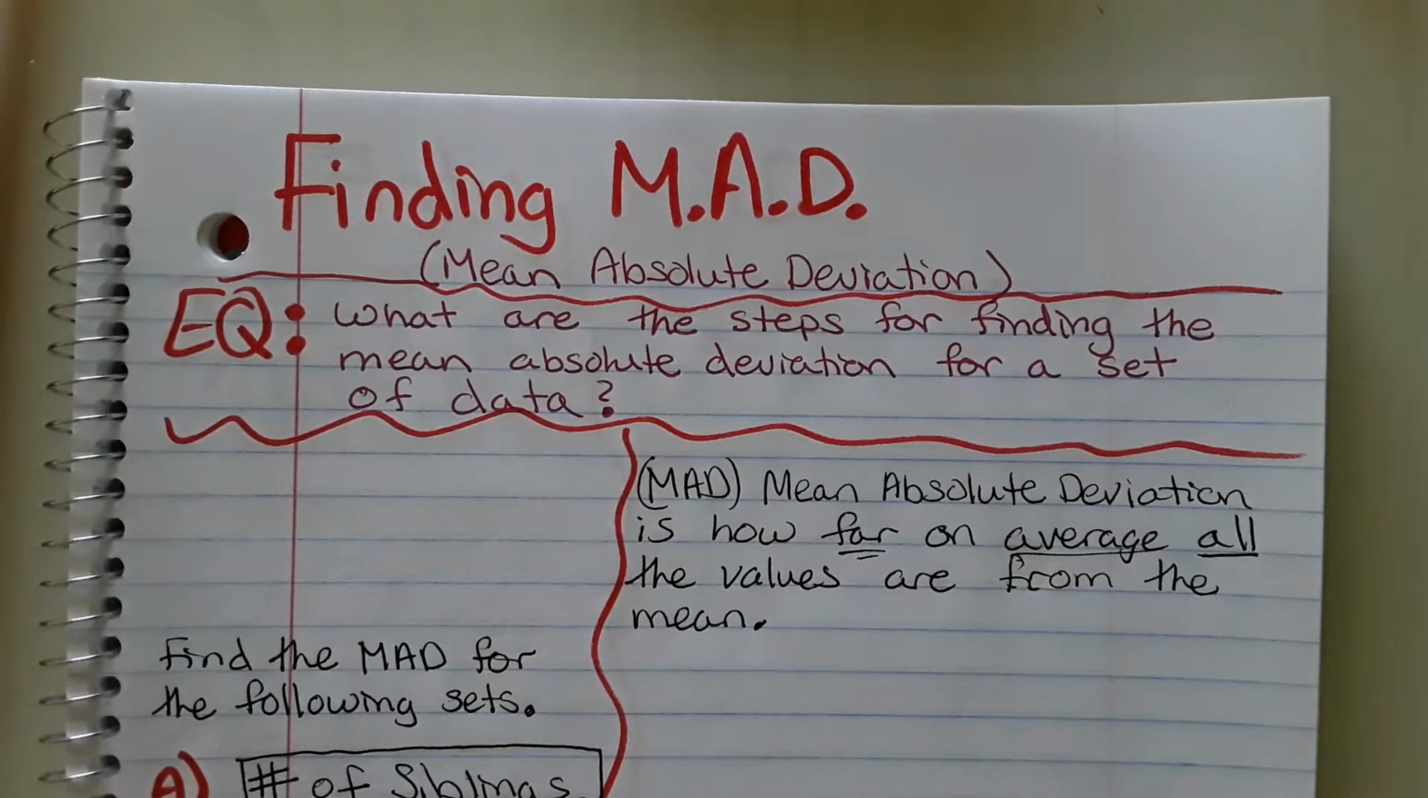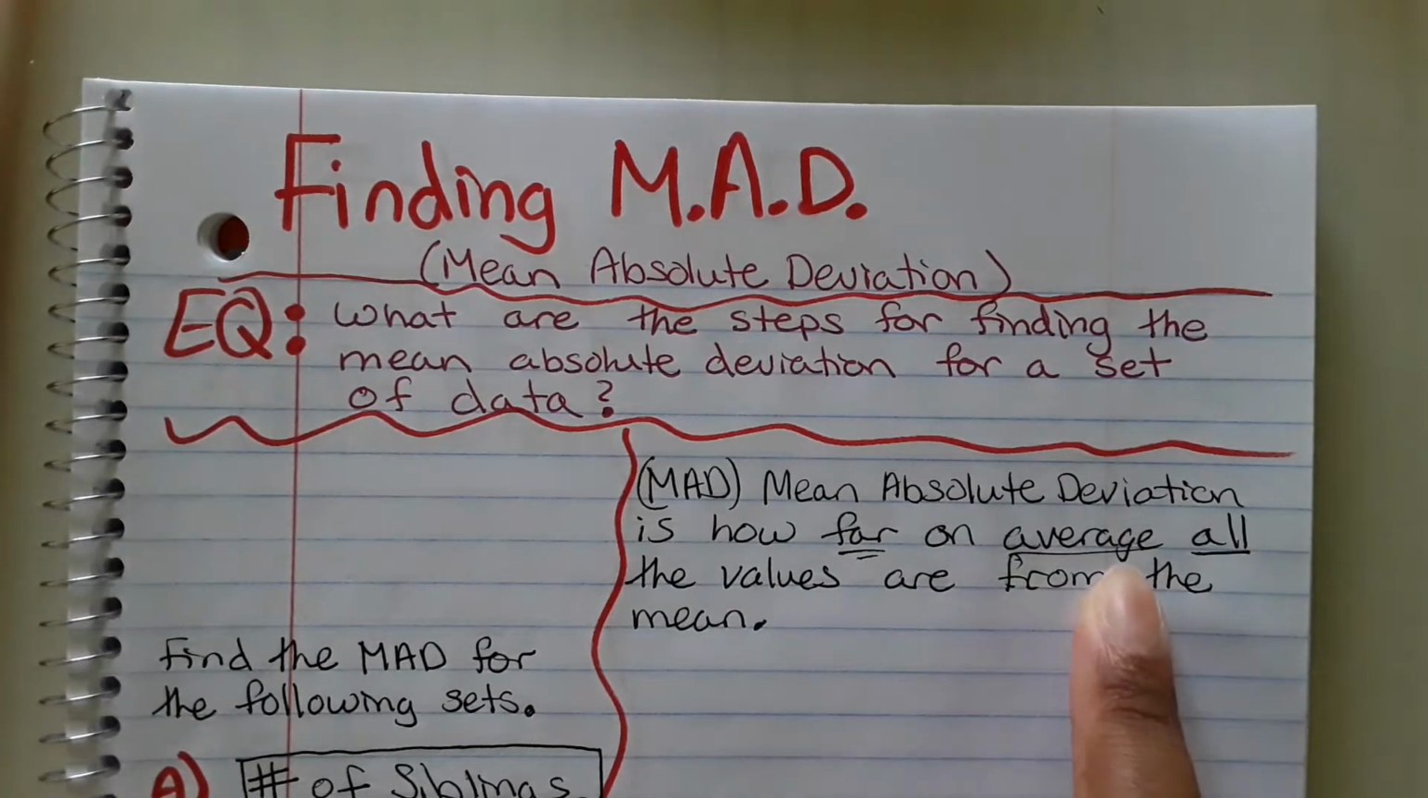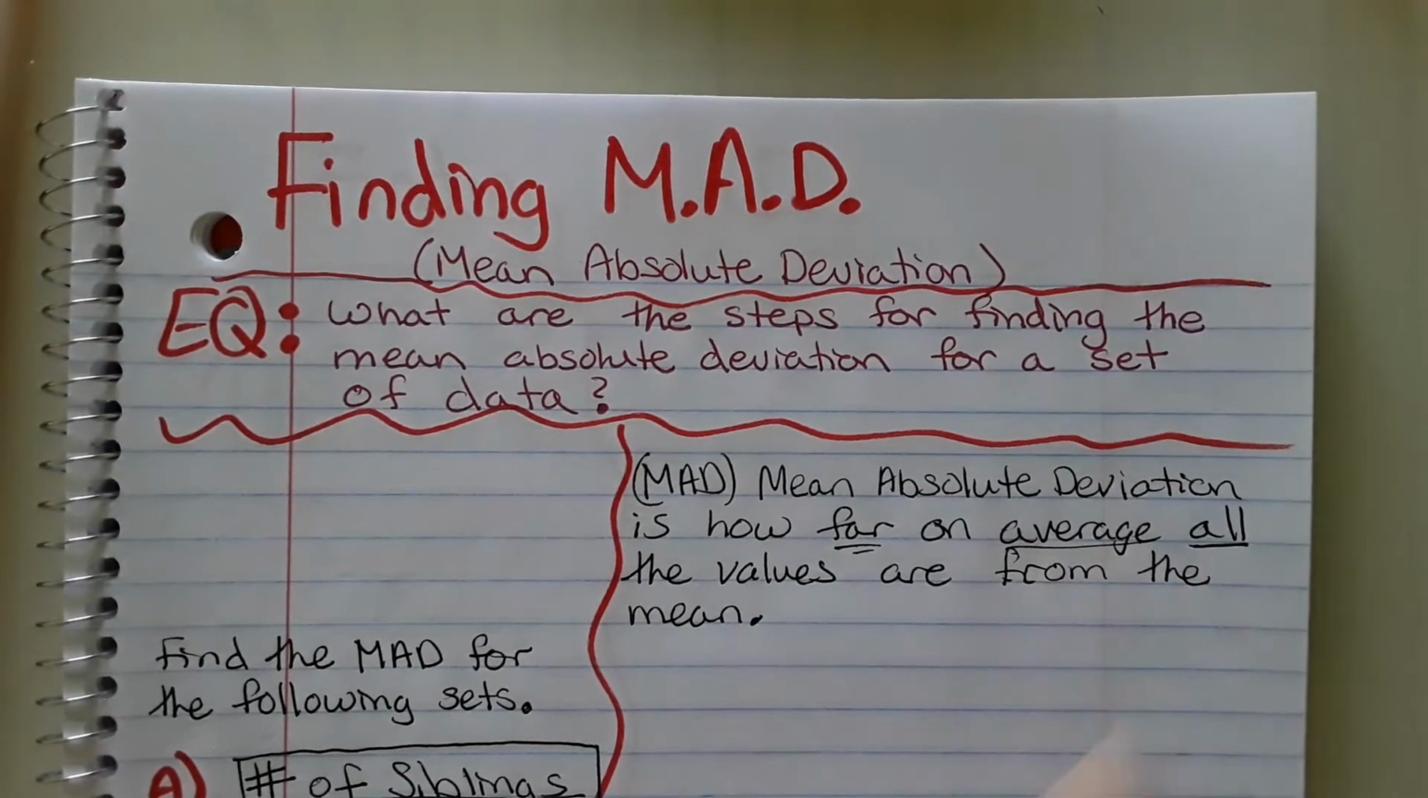Today's lesson is going to be on finding MAD. MAD stands for mean absolute deviation. So our essential question is, what are the steps for finding the mean absolute deviation, or MAD, for a set of data? Now, when we talk about finding MAD, what we're actually doing is finding the average distance. We know mean means average, the average distance of all the values from the mean.